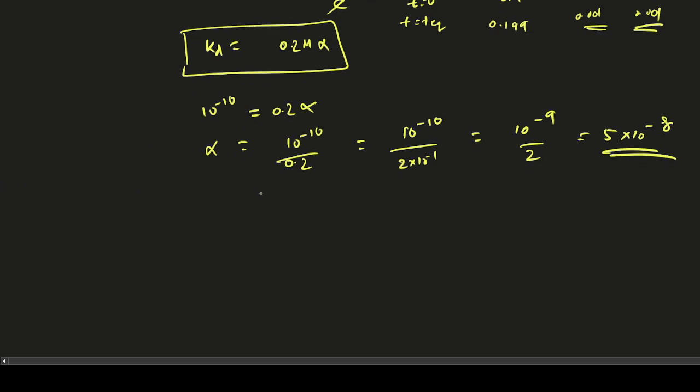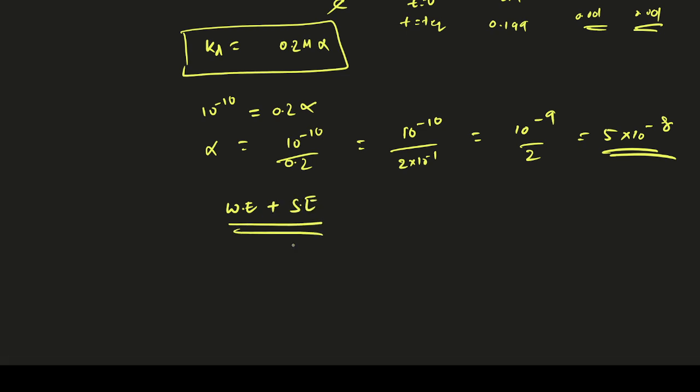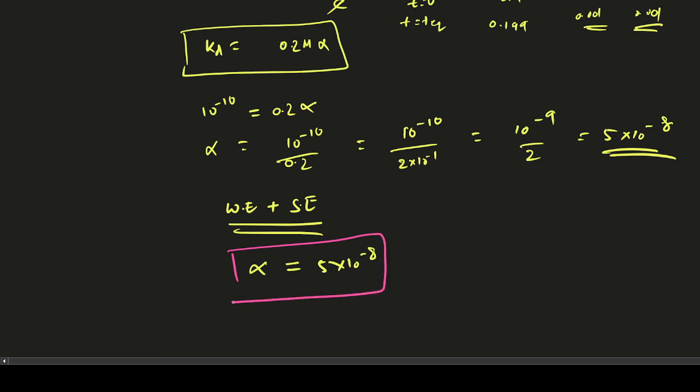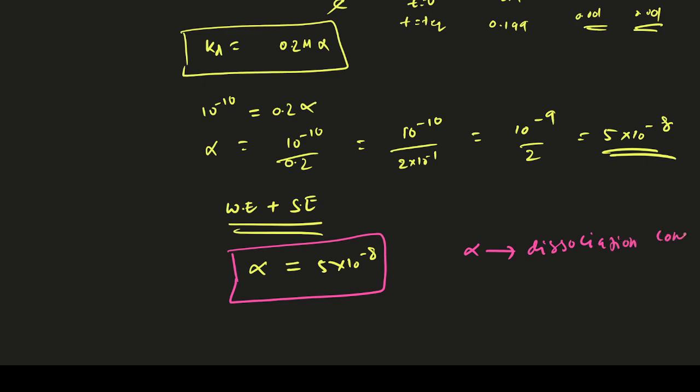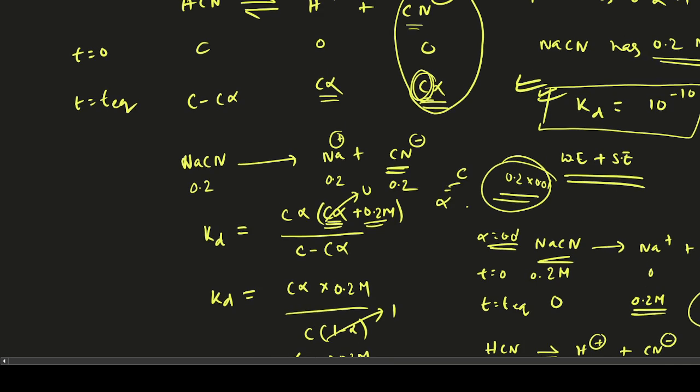So whenever we have the weak electrolyte and we add the strong electrolyte, the alpha value comes to 5 into 10 raised to minus 8. This amount of alpha means such a low dissociation is happening. So let's see, if we do not add the strong electrolyte, then what will be the dissociation constant value with this alpha?